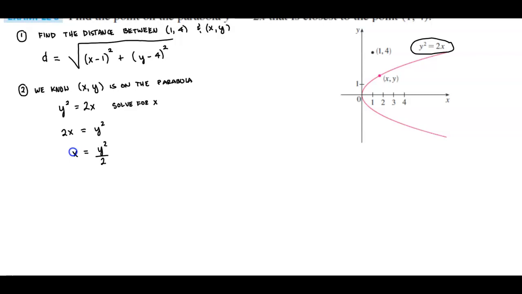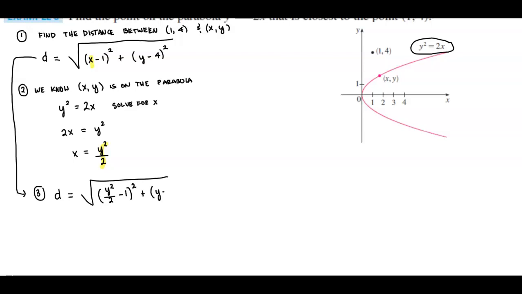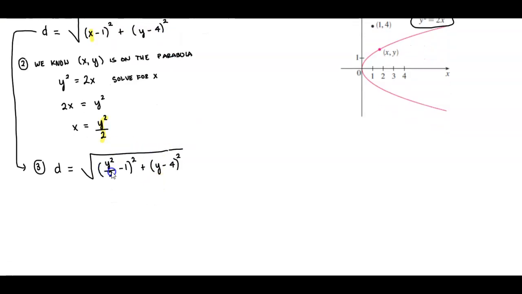And now we're going to plug this x into the distance formula. So d is going to equal the following. We're going to replace x here with y squared over 2. So we have the square root of (y squared over 2 minus 1) squared plus (y minus 4) squared. And therefore that represents one variable underneath our radical sign.